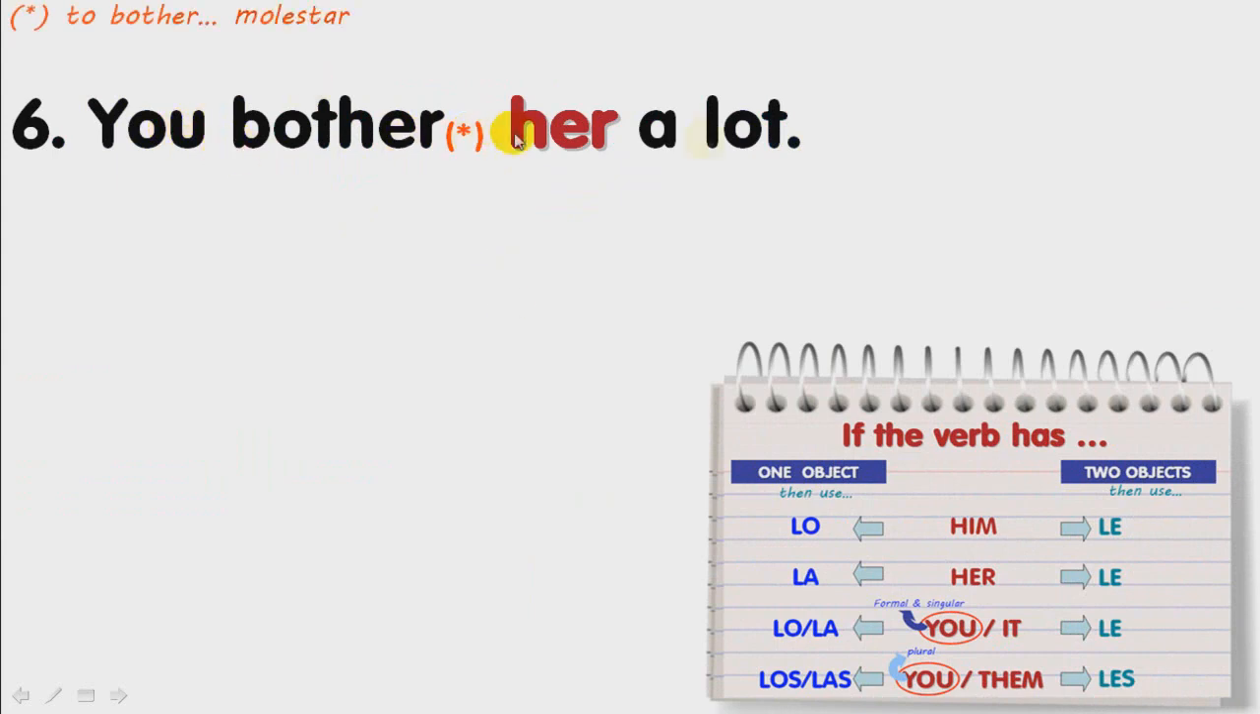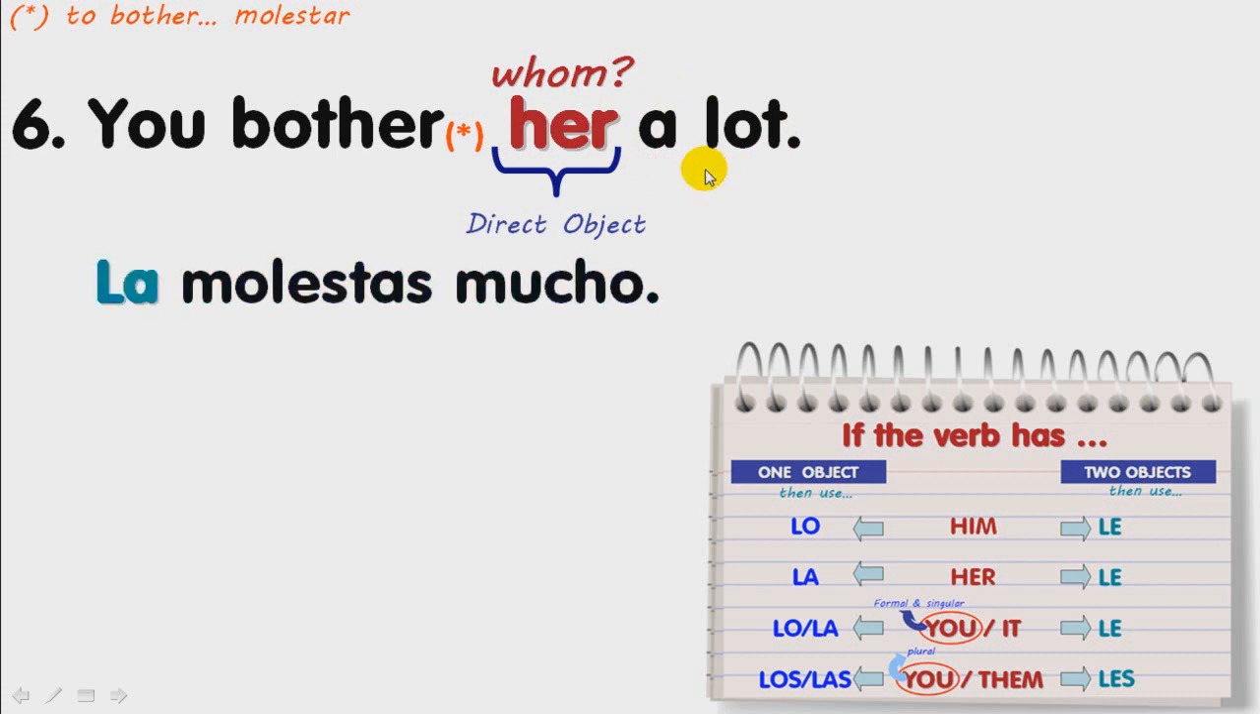You bother her a lot. To bother is molestar. First, let's identify the number of objects. We have her, whom. Whom do you bother? Her. A lot. Is a lot an object or not? No, it's not. Her, when we have only one object, is la. La molestas mucho.